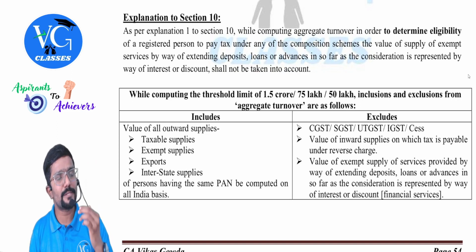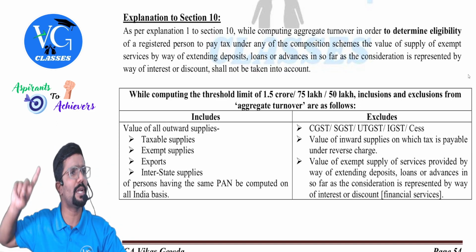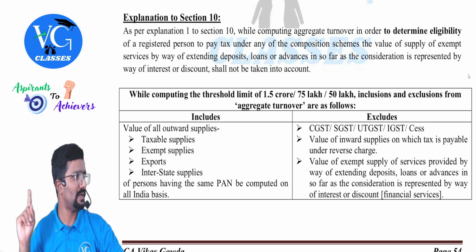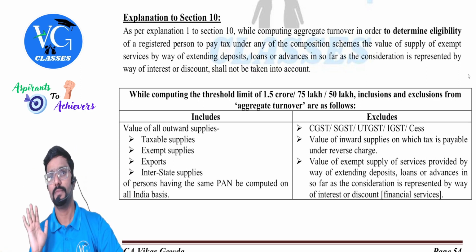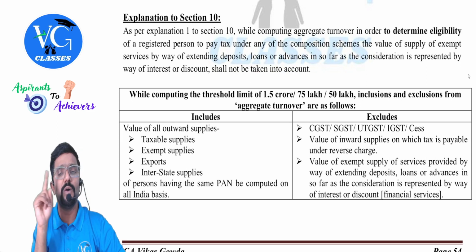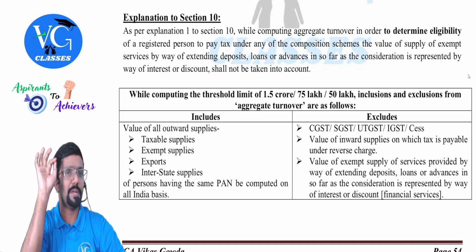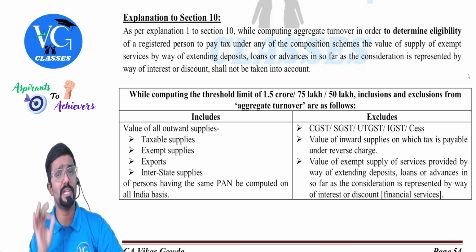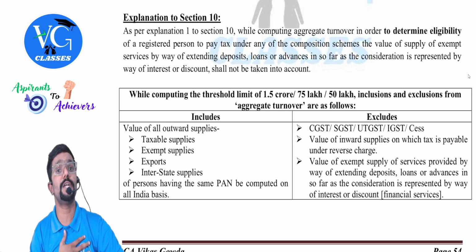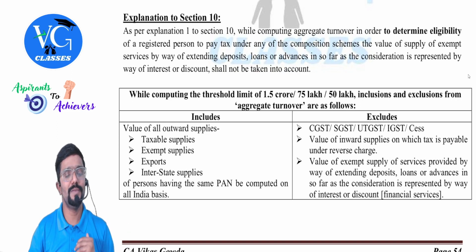Please be careful. The explanation I am reading is only relevant for section 10, because we will use the term aggregate turnover in other topics also. Is this explanation applicable there? No. Until and unless told, not applicable. If they tell us it is applicable, then we will see. If not, whenever you use the word aggregate turnover, it means as per section 2, clause 6. Remember it, very important definition. Especially even in the registration chapter, it plays a major role, because whether I should take registration or not depends on my aggregate turnover.